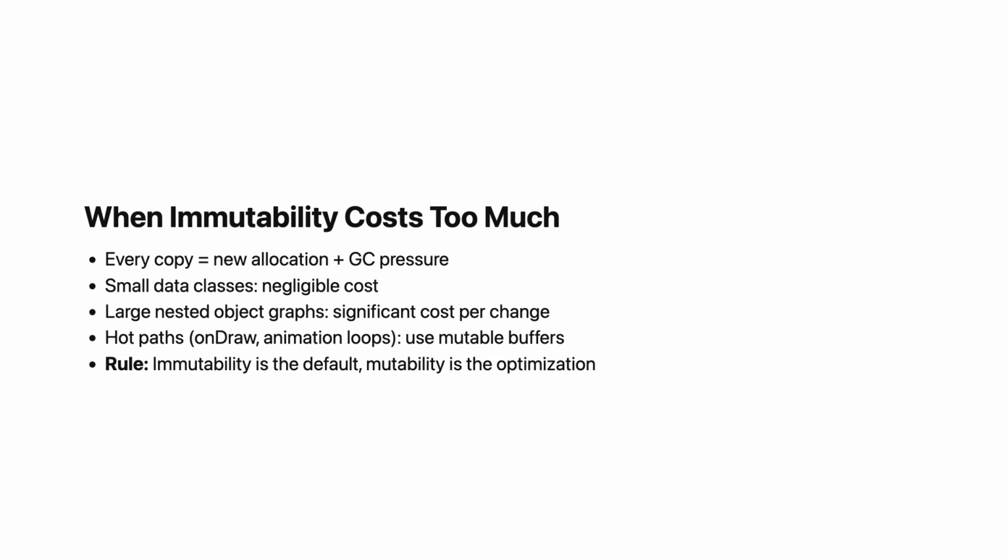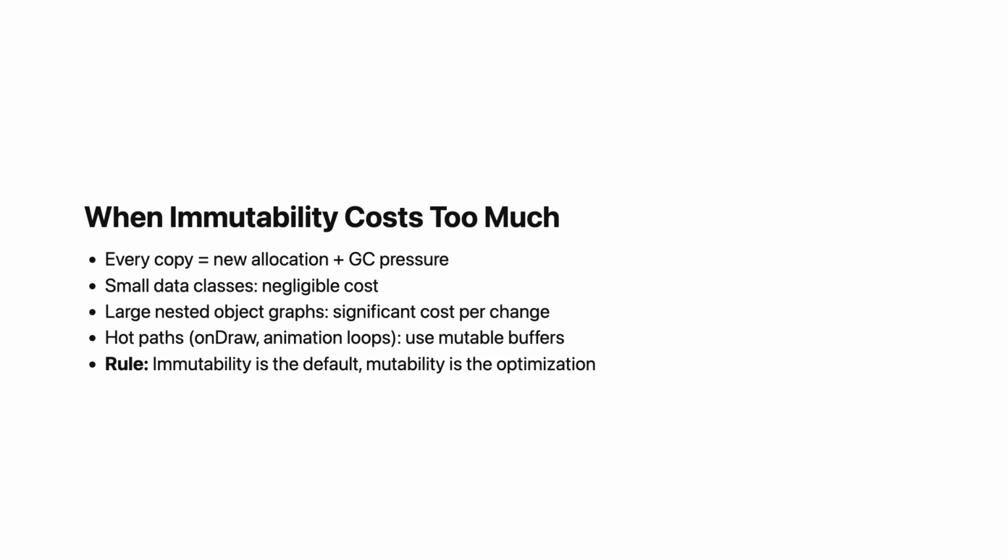But consider a large object graph, say a deeply nested UI state with lists inside objects. Creating a new copy of the entire graph just to change one Boolean flag deep inside it means allocating a lot of objects. In hot paths, say something running in onDraw or in a tight animation loop, this allocation pressure can cause garbage collection pauses and frame drops.